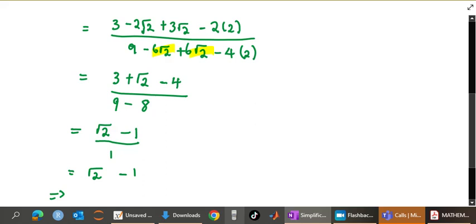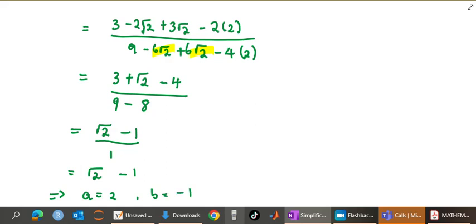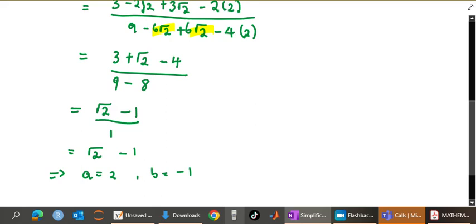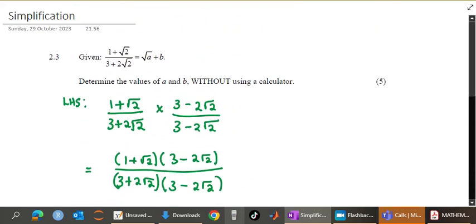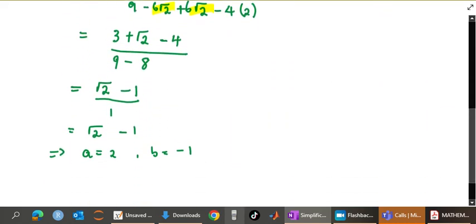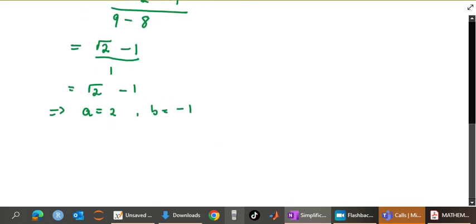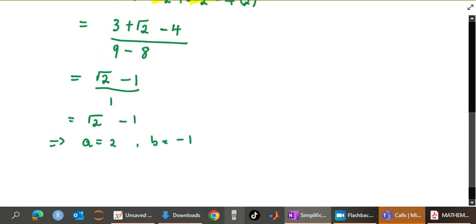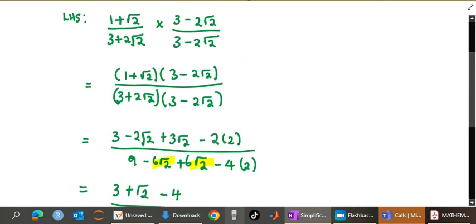This implies that A is equal to 2 and B is equal to minus 1, because you see that now this thing is written in this form. So a square root of 2 is equivalent to a square root of A, and minus 1 is equivalent to B. That's why we say the value of A is equal to 2 and the value of B is equal to minus 1. I hope you understood this one.